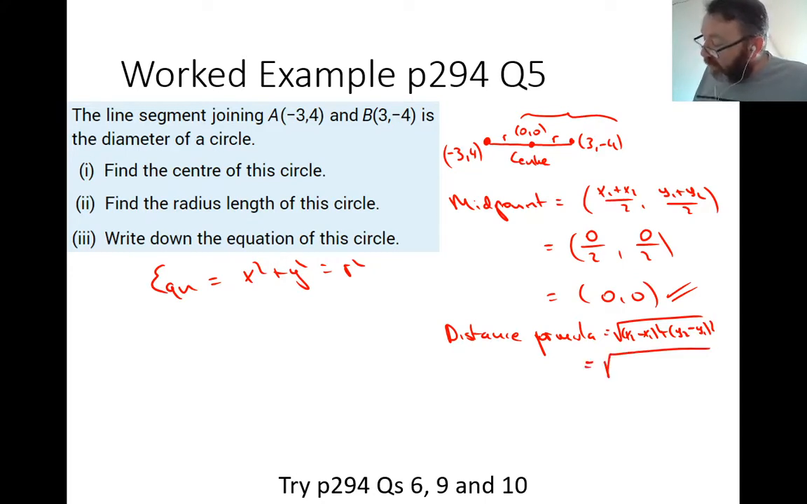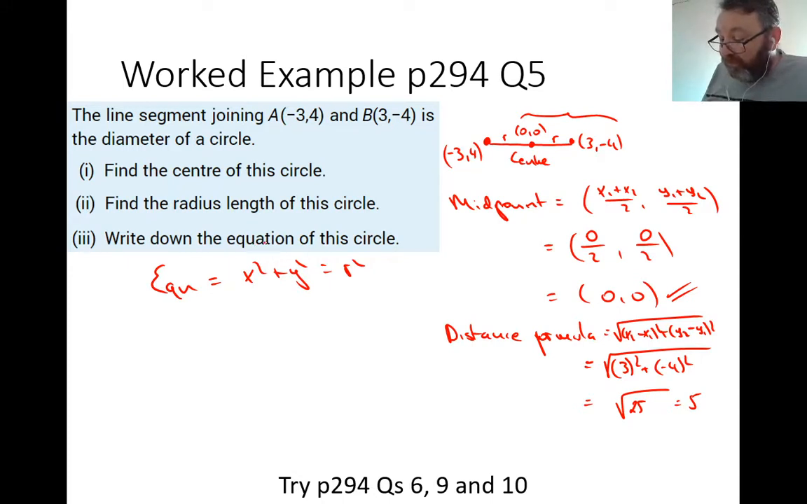What have we got? x2 minus x1. So x2, 3, minus 0 is 3, so that's 3 to be squared, plus y2 minus y1 to be squared, which is minus 4 to be squared. So that's going to give me the square root of 9 plus 16, which is 25, which comes out as 5. So now I know the radius length.